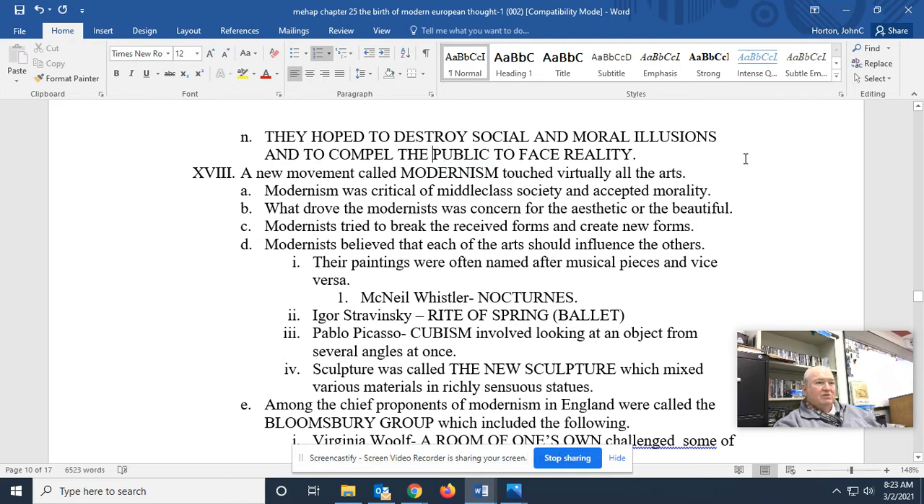Okay, that was naturalism. Now let's talk about modernism. I'm sorry, that was realism. Let's talk about modernism. A new movement called modernism touched virtually all the arts, such as Pablo Picasso and the Cubist movement. Modernism was critical of the middle class and the accepted morality of the middle class.